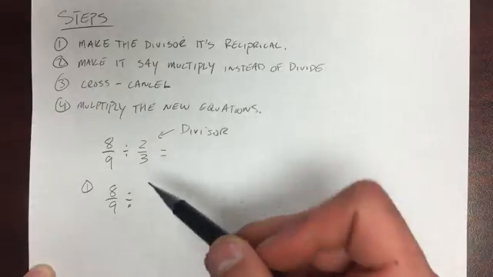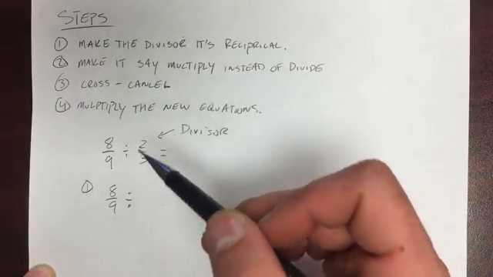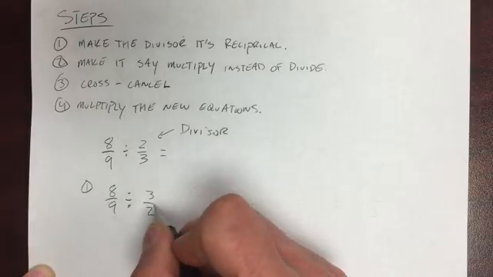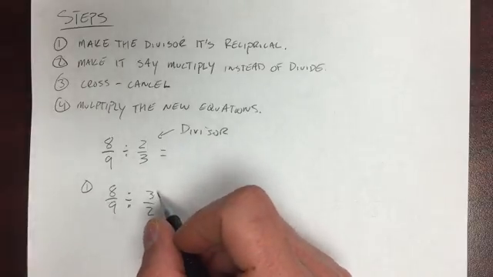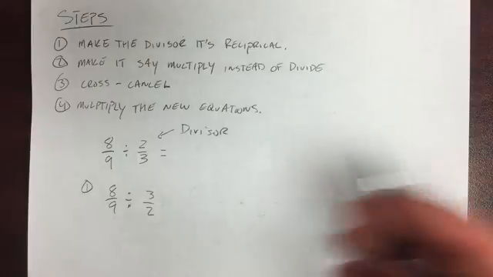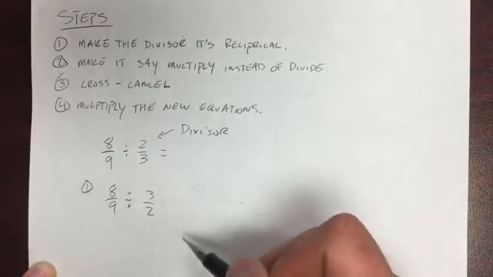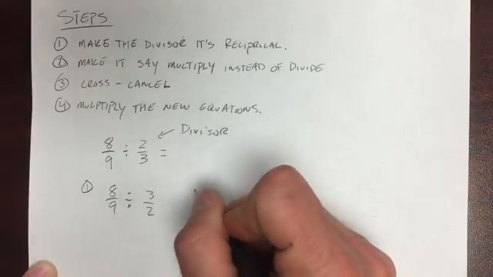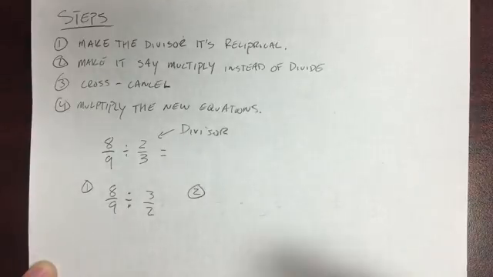It's reciprocal. So what is the reciprocal of 2/3? It's 3 over 2. Okay, 3/2. All right, 3 over 2, I don't care how you say it. We just flip it upside down. Step 1 is done. All right, let's go on to step number 2.